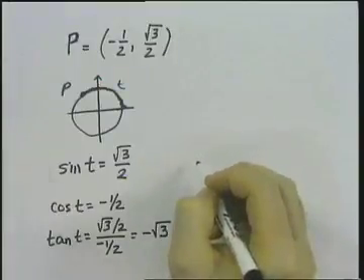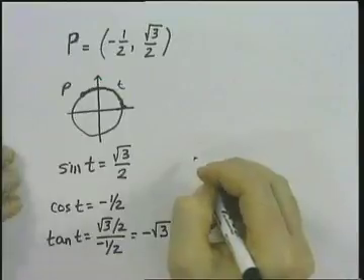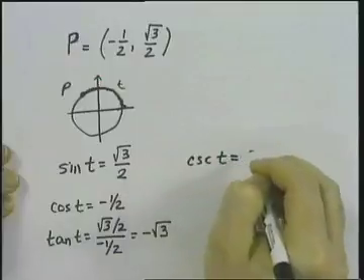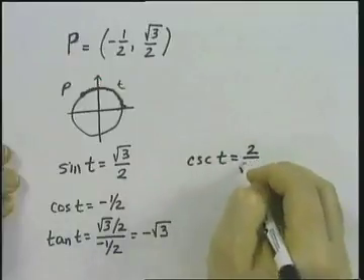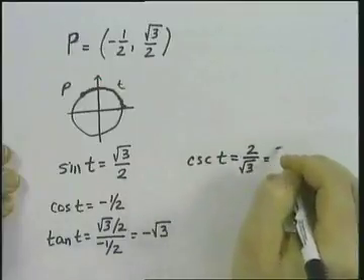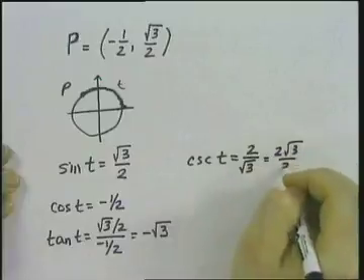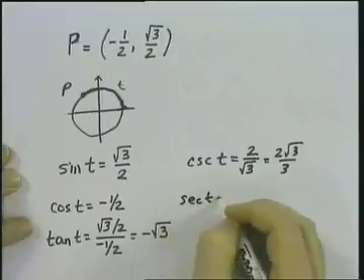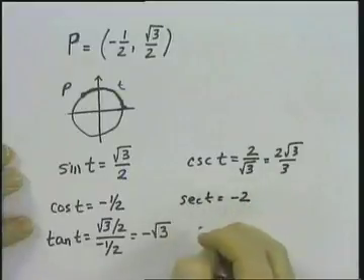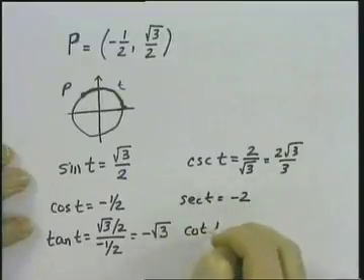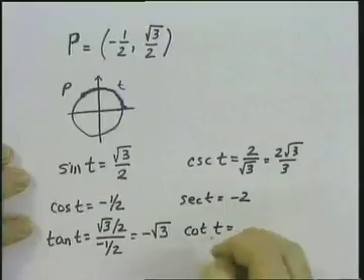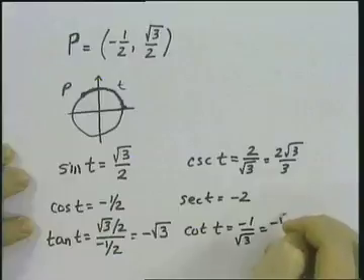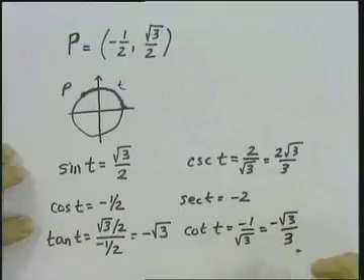Now we can go ahead and use the reciprocals. The cosecant of T is going to be 2 over the square root of 3, or 2 root 3 over 3. The secant of T is going to equal negative 2. And finally, the cotangent of T is going to be negative 1 over the square root of 3, or negative root 3 over 3.